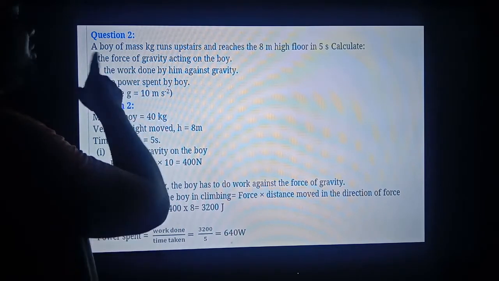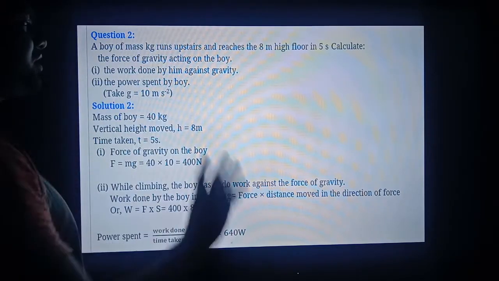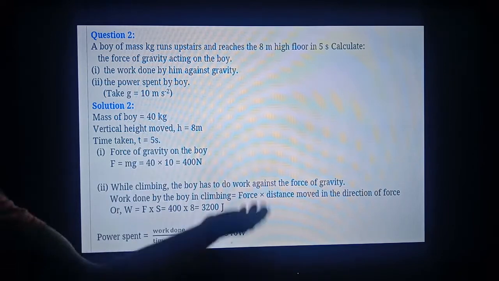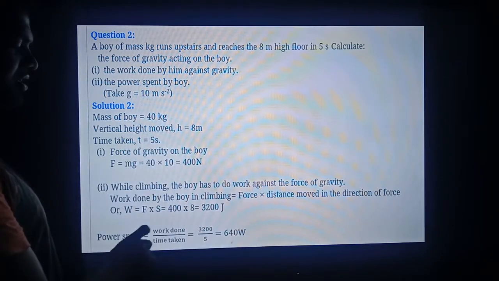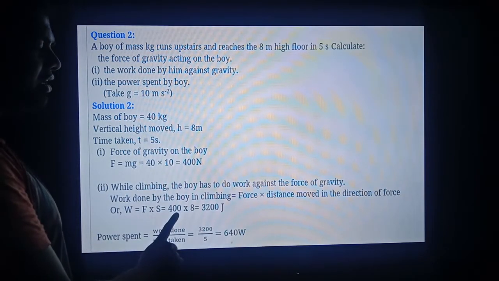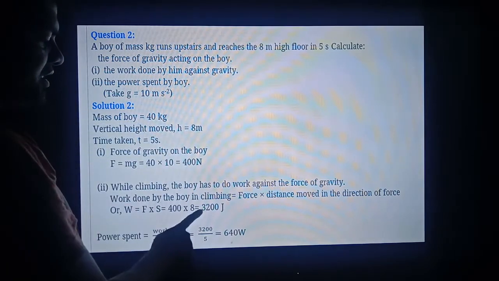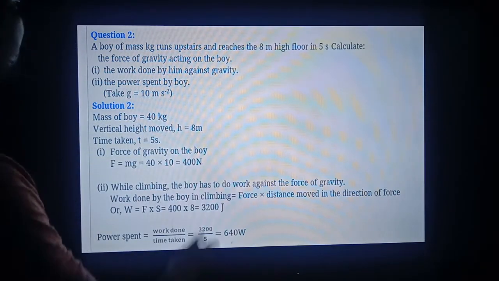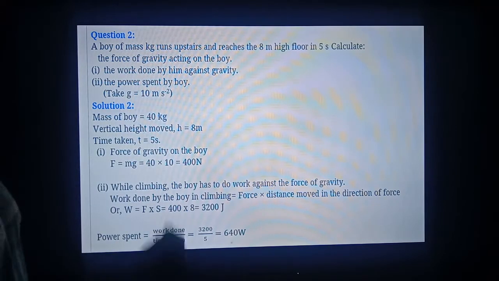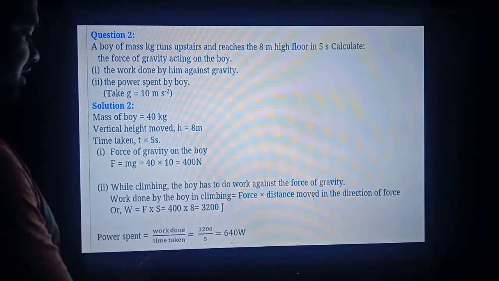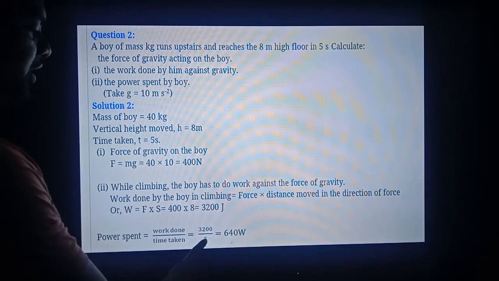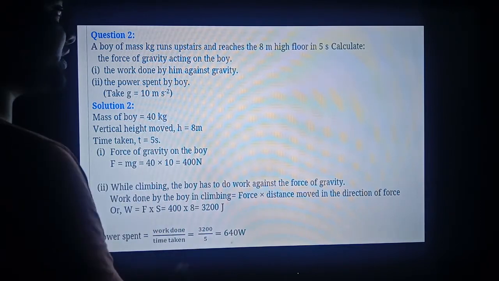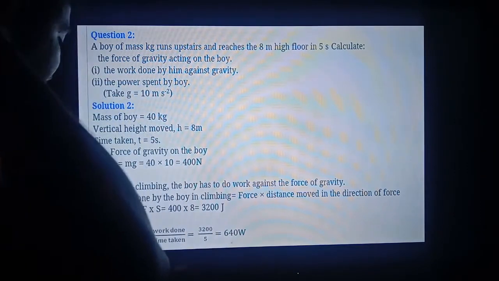The second part, or in this question it is written first, the work done. The work done is equal to force into displacement. W is equal to Fs, that is F is 400 and distance, that is 8 meter. So 4 8s are 32. So that is 3200 joule. Now the third part, the power spent. Power is equal to work done upon time. So power spent, work done 3200 upon time, that is 5 seconds. So it is equal to 640 watt.